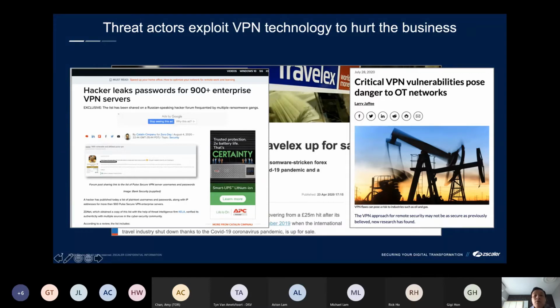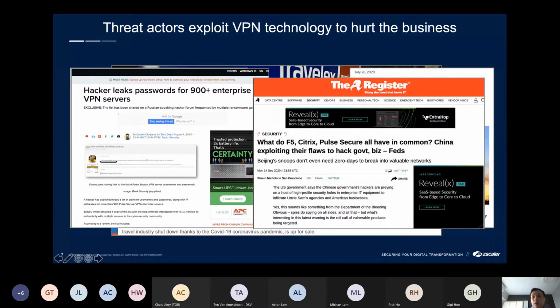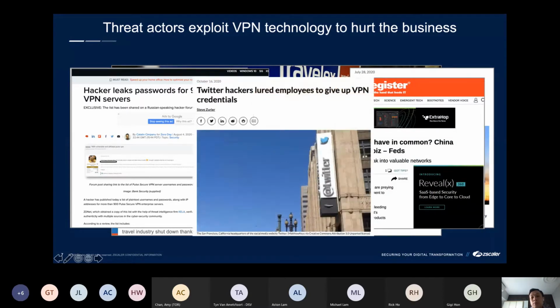So that's why we are seeing more and more hackers or cyber criminals trying to leverage VPN to penetrate into customer networks. If they cannot penetrate into the customer network, they can also potentially use some technique like ransom DDoS to try to bring down your VPN network and ask for money. This is getting more and more popular and common. Okay.